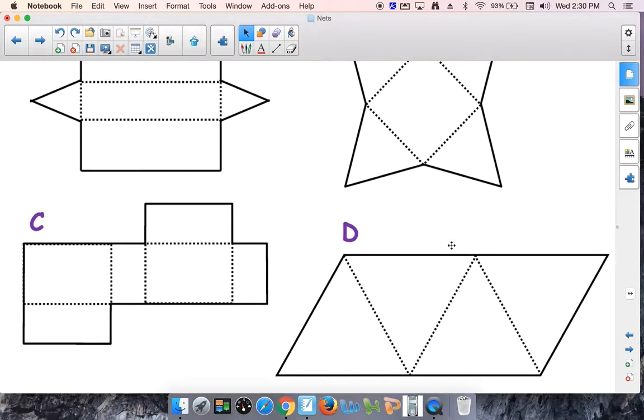C is a rectangular prism. The 2 bases are these bigger 2 or these 2 or these 2 can be considered their 2. And then all the rest of their faces are rectangles. D is a triangular pyramid. Its base is a triangle and then all the other faces are triangles.